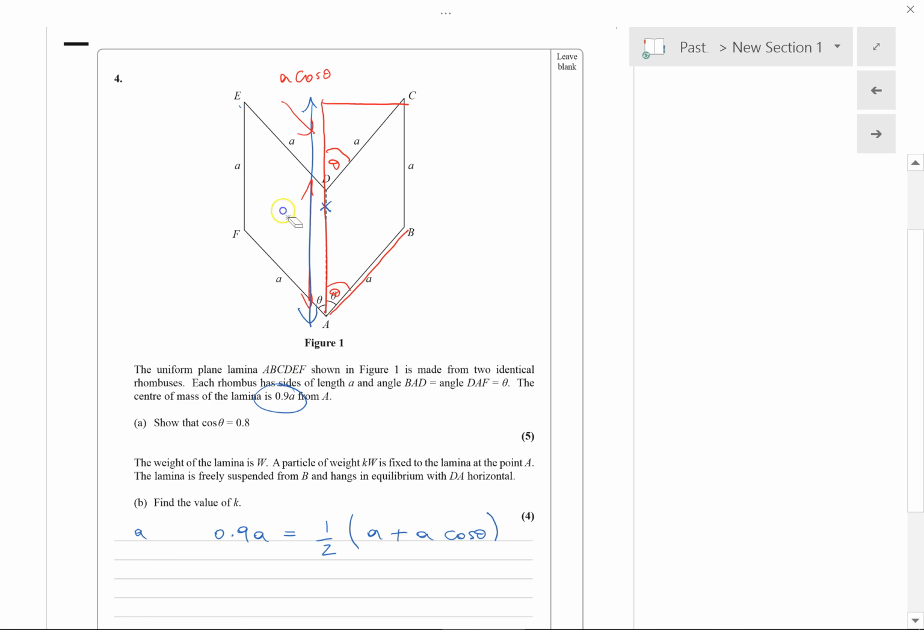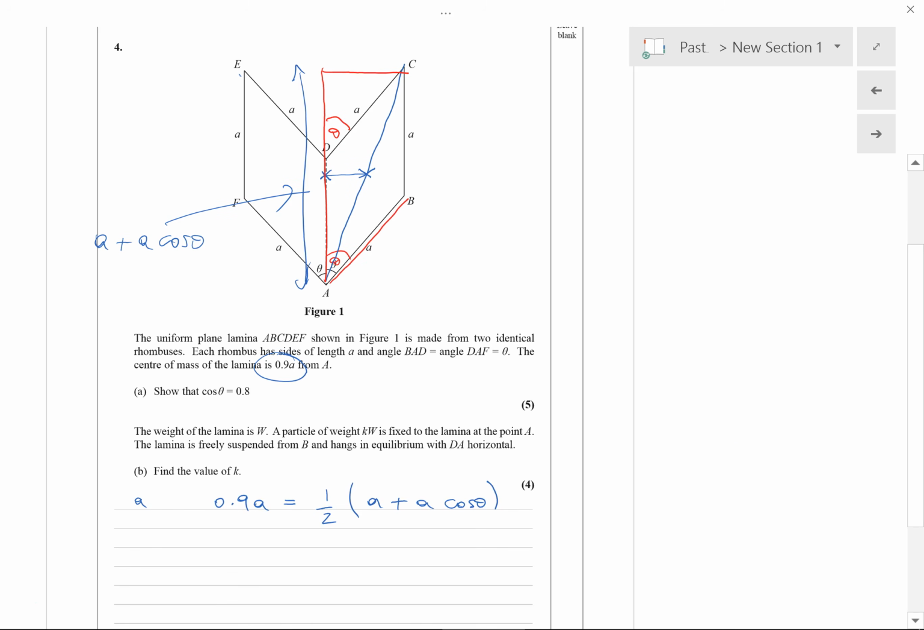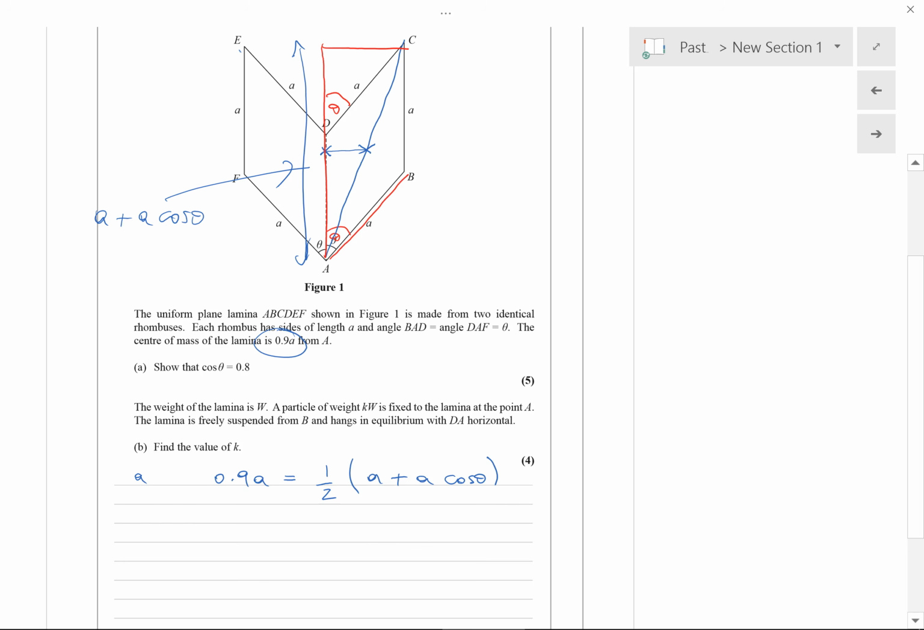Okay, just repeat again because it may not have been the easiest to see. Judging on my group last year, it certainly wasn't the easiest thing to see. It was the fact that the centre of mass is going to be halfway along this line here, which we can work out the total length of because it's a plus a cos theta. That's the most efficient way of doing this question. Other ways are possible. Most of them involve half angles, fiddling about, but I think that's the nicest way.